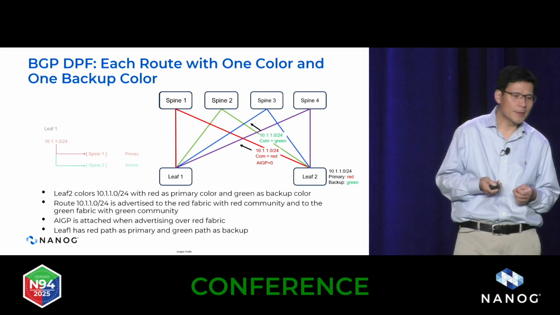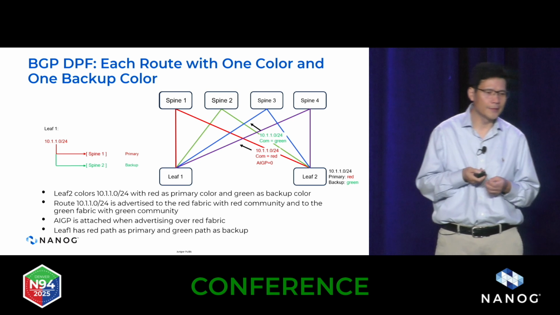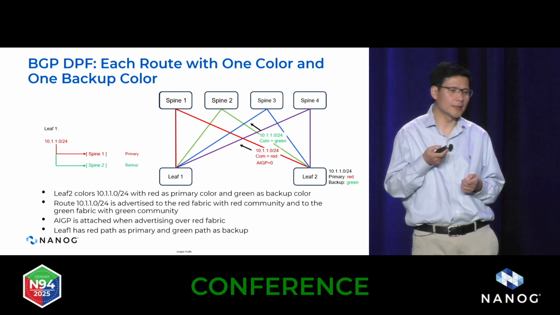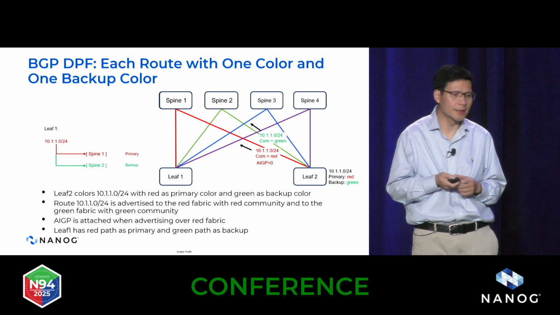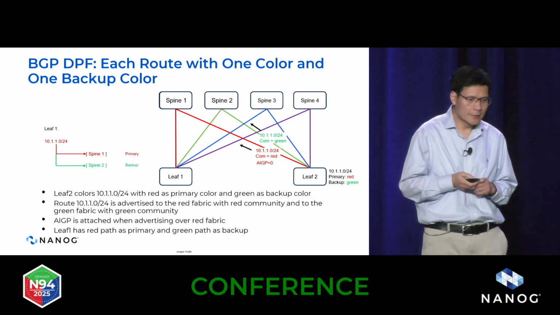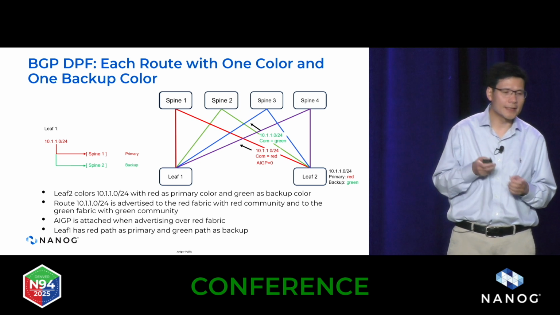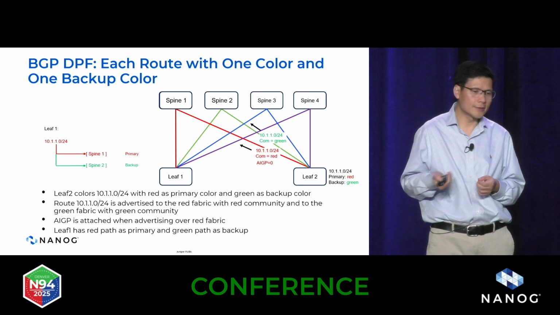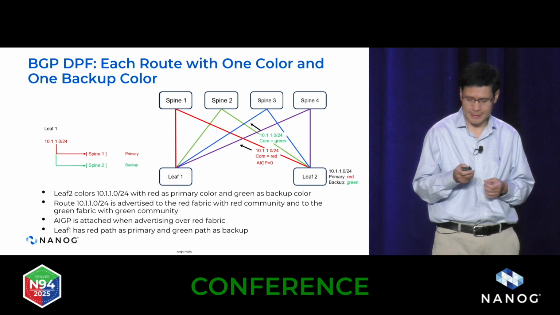So now when both paths reach the ingress, NIF1 will have both the red path and the green path. It will know that the red path should be treated as primary and the green path as backup. So under normal case, NIF1 would be sending the traffic over the red path, but when the red path fails entirely, it will fall back to the green path.